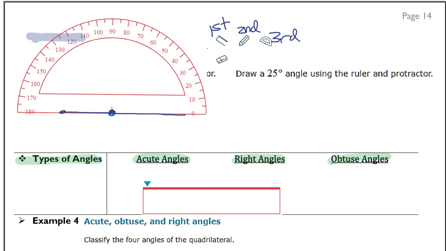And then it said 155 degrees. So I'm going to go to 155, which is right here, and you're going to draw a dot. You're going to use this tool to put a dot. So once you put this protractor up, you're going to click the line tool and you're going to do a dot.